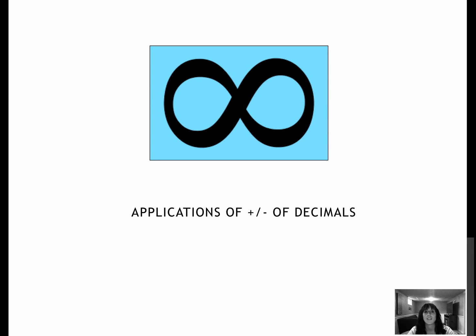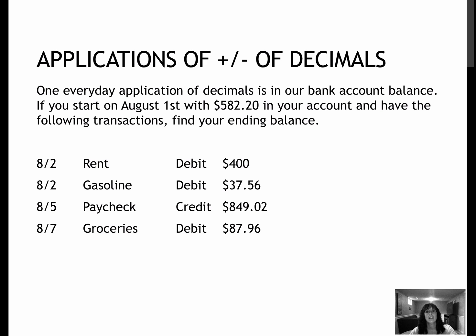One of the focuses of this course is to always apply what we are learning to how we might see it in the real world. So in the application of decimals, we didn't have to work very hard to find that because money obviously happens in decimal form quite often. For instance, if I have an account that I have $582.20 and I have to pay rent, buy some gas, get paid, and get some groceries, let's see at the end of August 7th how much money I have left.